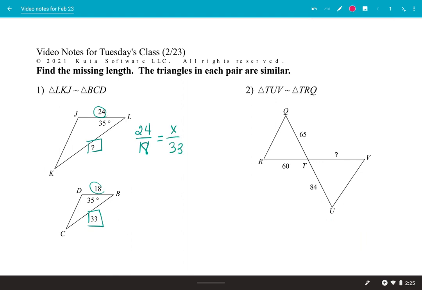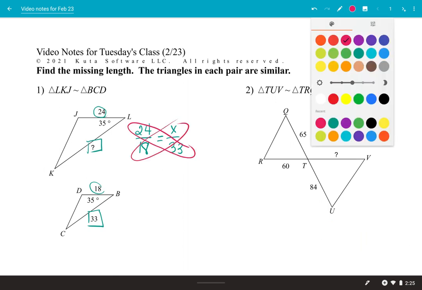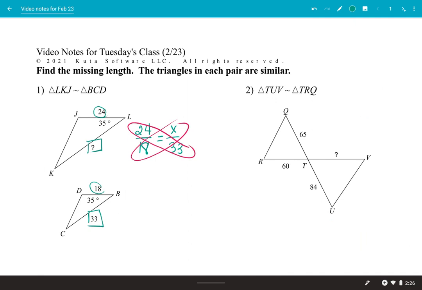Now, to solve this, we are going to do cross multiplication. You're going to definitely want to have your calculator out. So 18 times x. Whatever we circle, we're going to multiply. So 18 times x is 18x. And then we're going to do 24 times 33, and we're going to get 792. And then it's just solving for x. Dividing by 18, we're going to get 44. So the long side is 44.